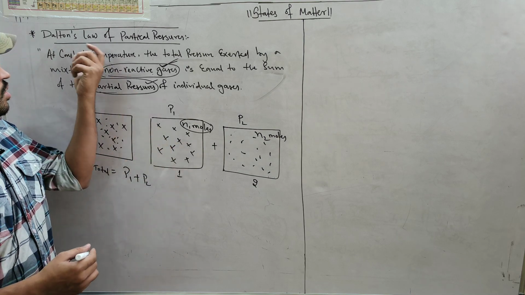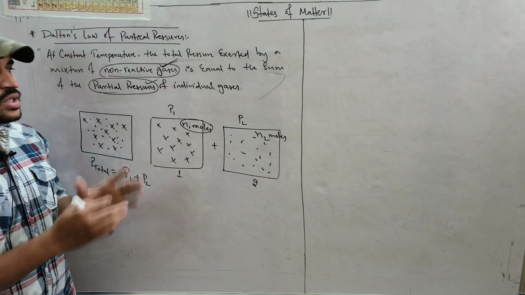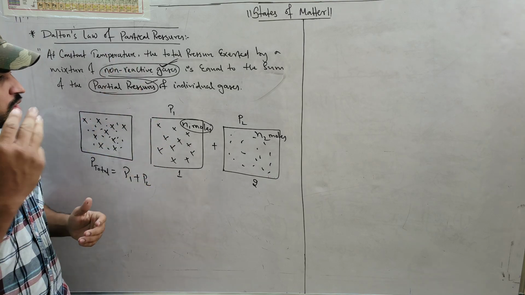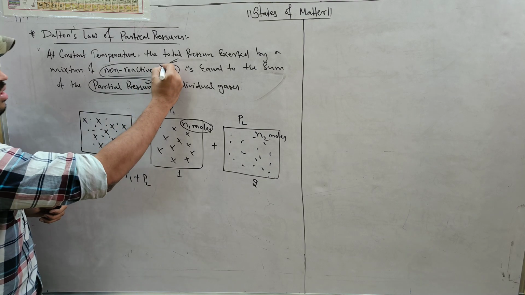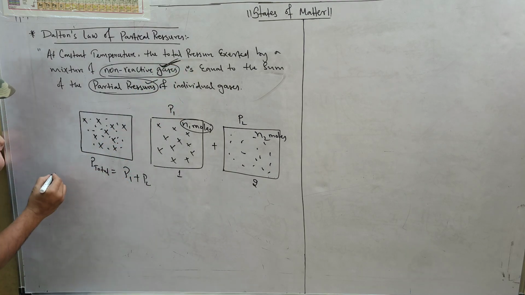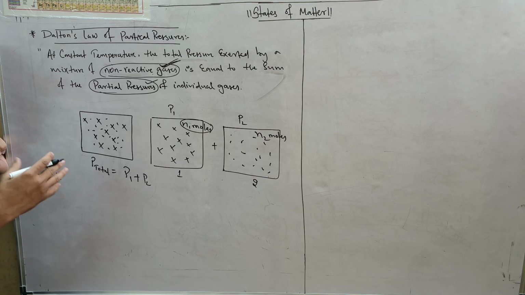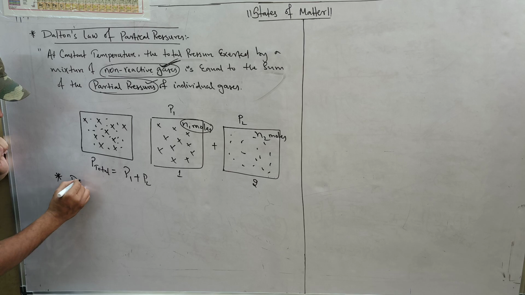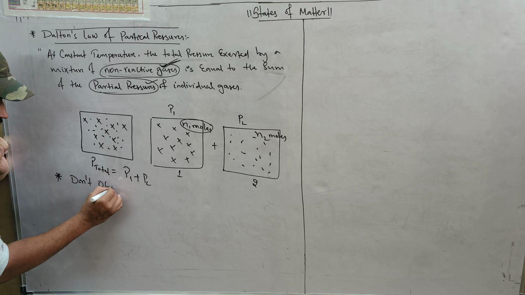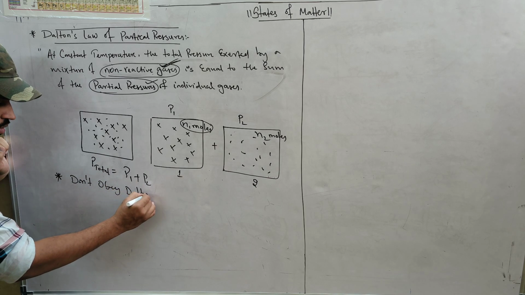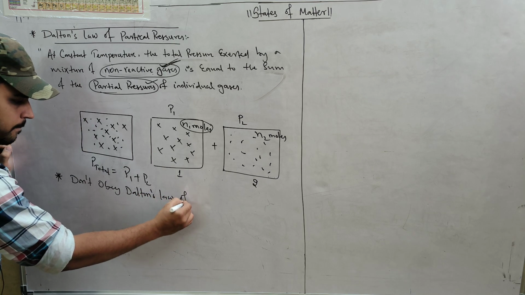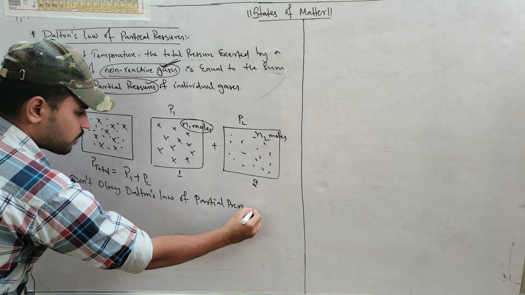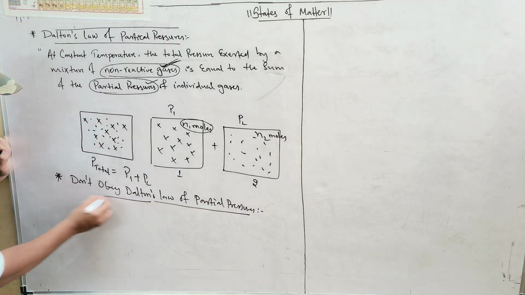Who is saying this? Dalton. So this law is called Dalton's law of partial pressures. Since we are focusing on non-reacting gases, some gases don't obey this Dalton's law of partial pressures. So which combinations of gases don't obey Dalton's law of partial pressures?